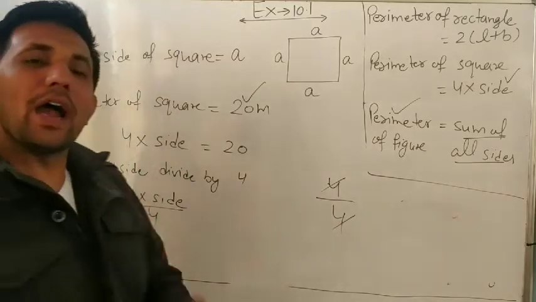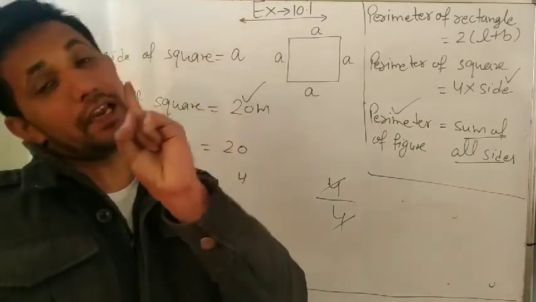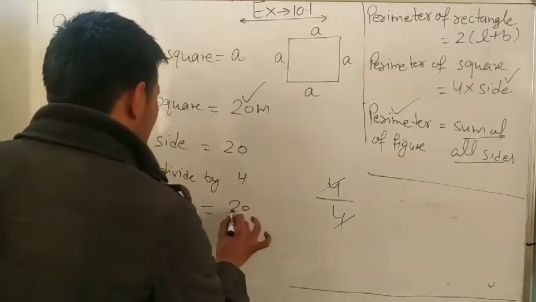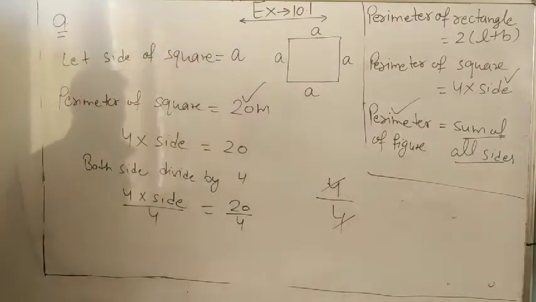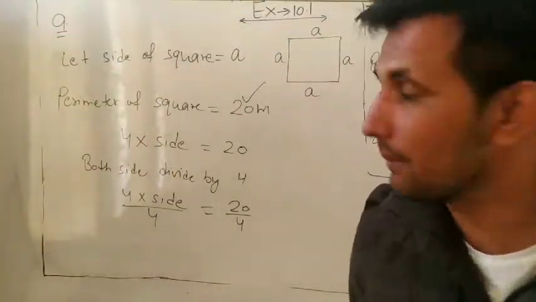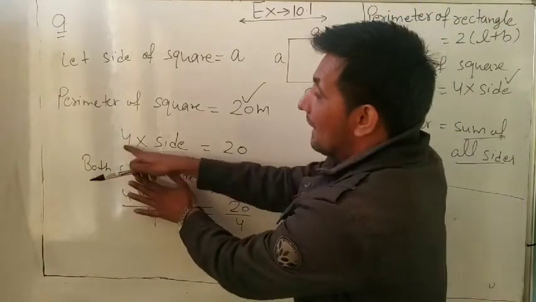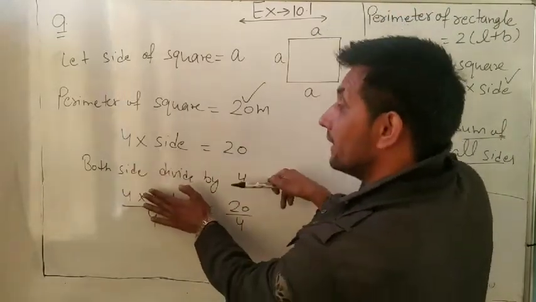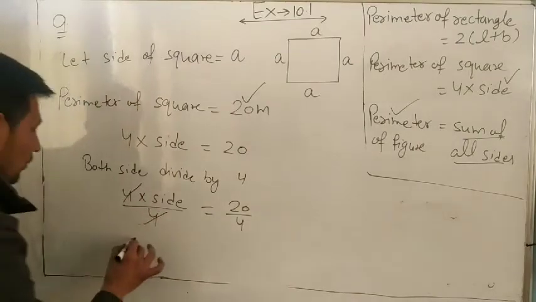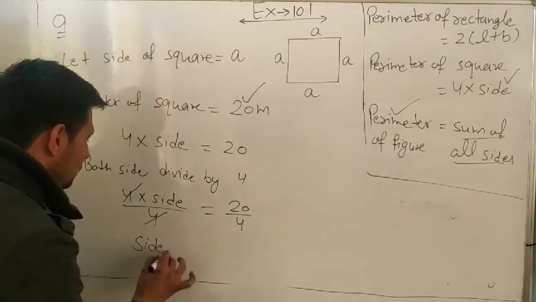Always we will divide or multiply both sides by the same number. In equivalent fractions we already did this. Now 20 divided by 4. Understand? Otherwise, one simple thing you can remember: if you don't want to do that, multiply on another side, divide. So 4 cancels 4, and side is equal to 20 by 4.